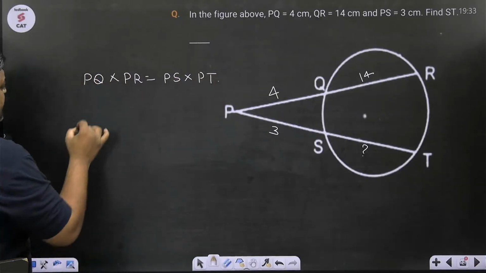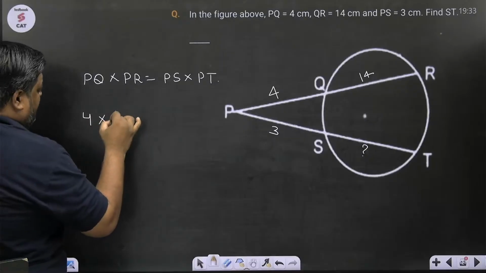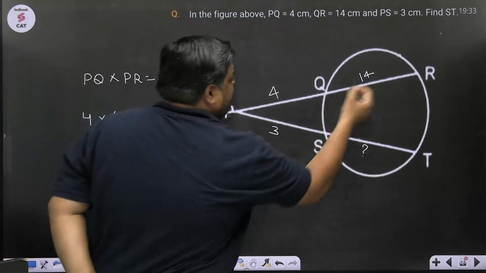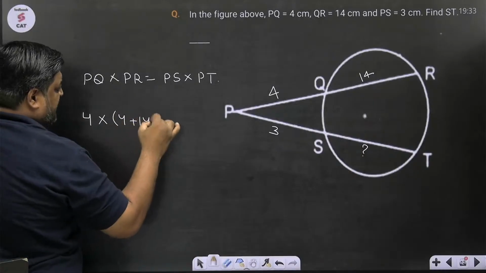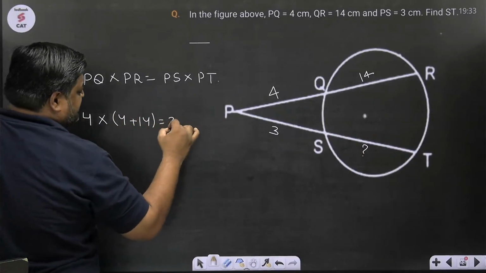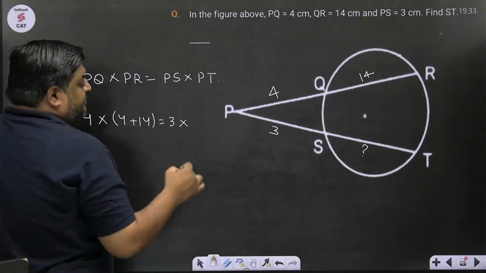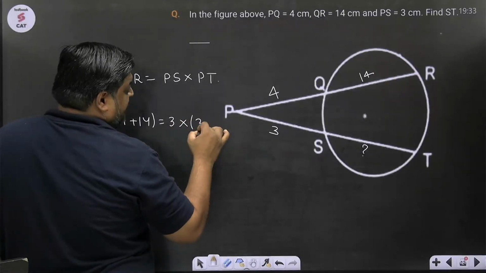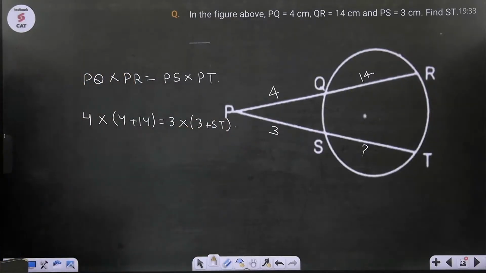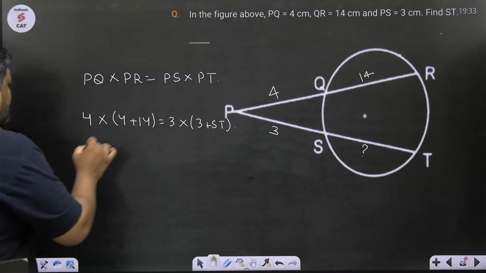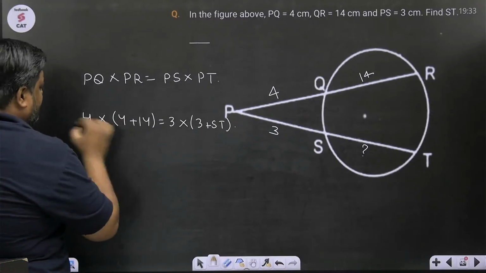PQ is given, PQ is 4. What is PR? PR is PQ plus QR, 4 plus 14. PS is 3. And what is PT? PT is 3 plus ST, and we have to calculate ST. Let's do it quickly. So 14, 4, 18.